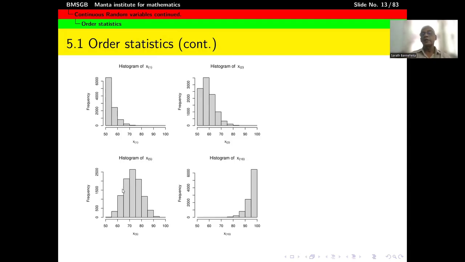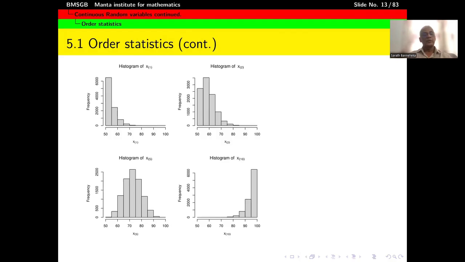But you can see definitely the original distribution was a uniform distribution. I'm taking my observations always from a uniform 50-100 distribution. But you can see the sampling distribution of x1 is quite different from the sampling distribution of x2. It's quite different from the sampling distribution of x5. This is completely different from the sampling distribution of x10, right? So that shows you that even though x1 up to xn are coming from the same distribution, the order statistics don't have the same distribution, right?